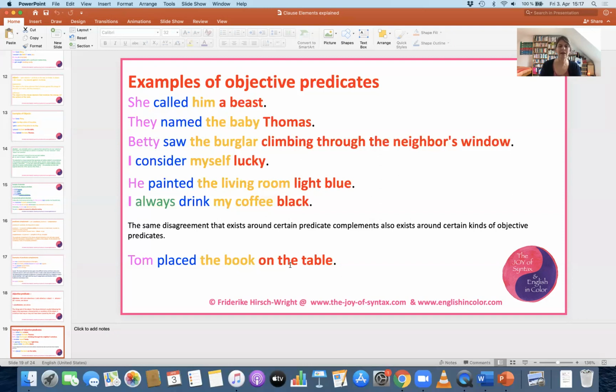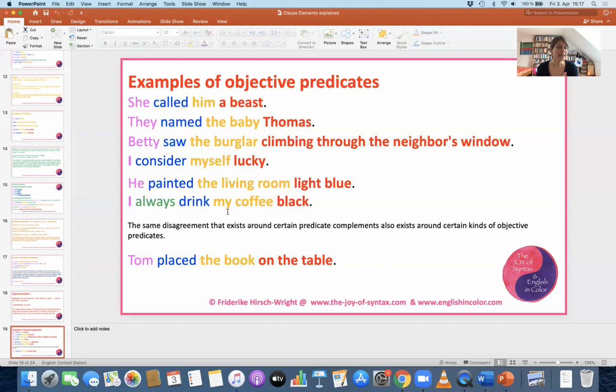Tom did the placing and now the book is on the table. So the book on the table, there's the same relationship between book and table as there is between these other objects and the following element. Yeah, this is the most complex clause pattern that exists in English.